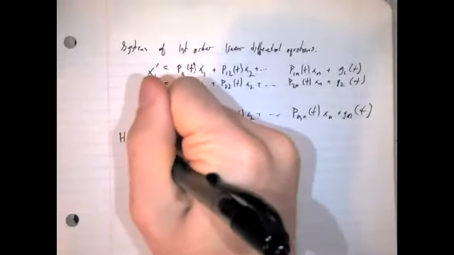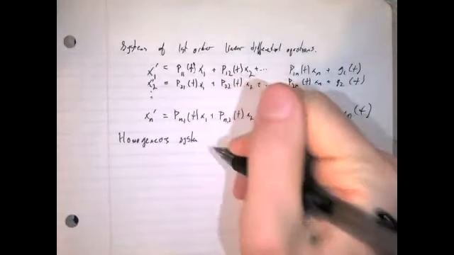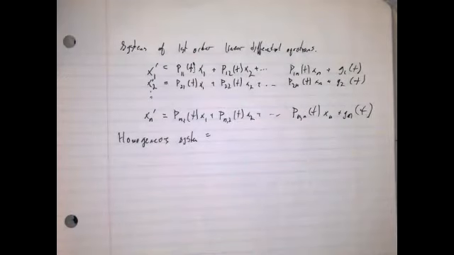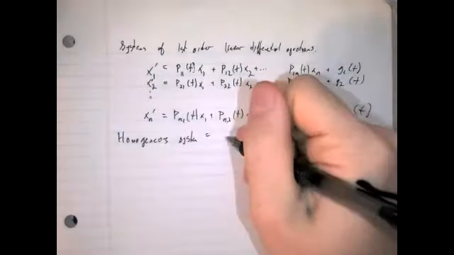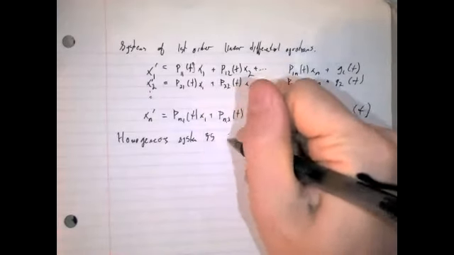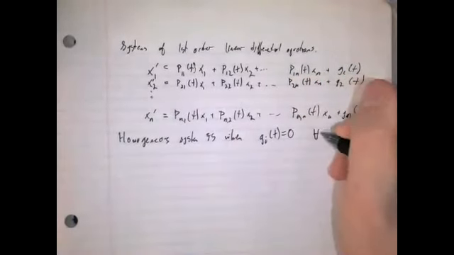Okay, what should our definition of a homogeneous system be? What would make all of these linear equations homogeneous? All the g functions are 0. Exactly. A homogeneous system is when gi of t is equal to 0 for all i.